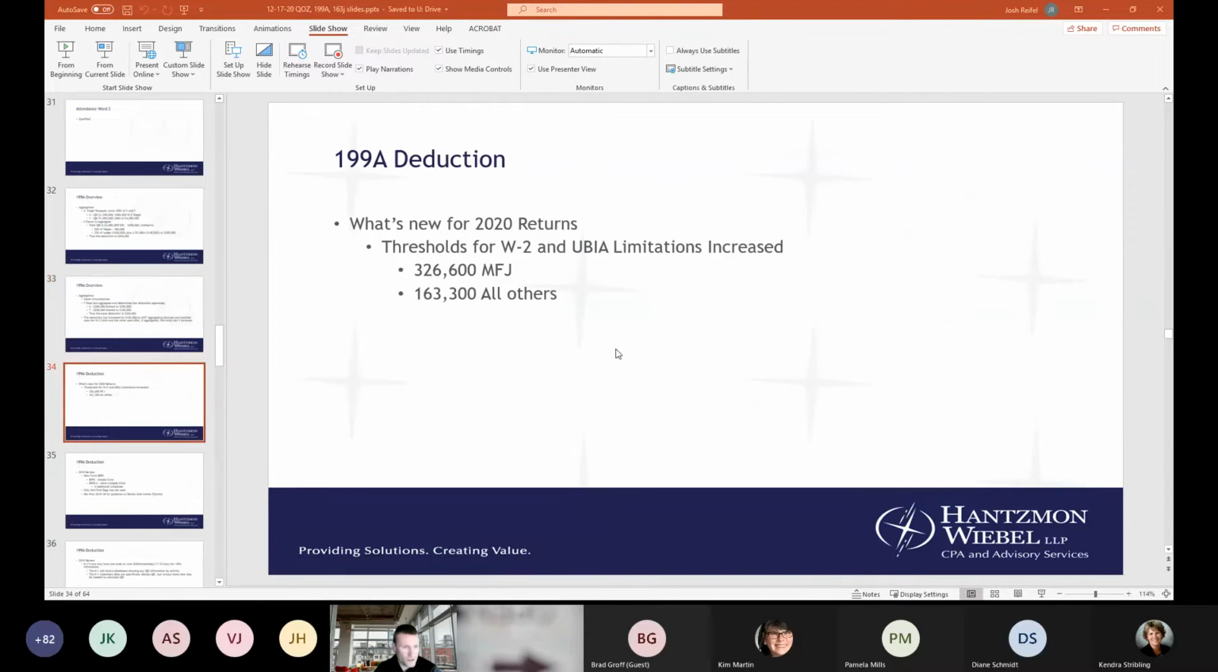What's new for 2022 returns? Nothing really. The only thing that I indicated earlier that's different is the threshold for when the wage and limitations kick in, 326.6 and 163.3. So everything else has pretty much remained the same.